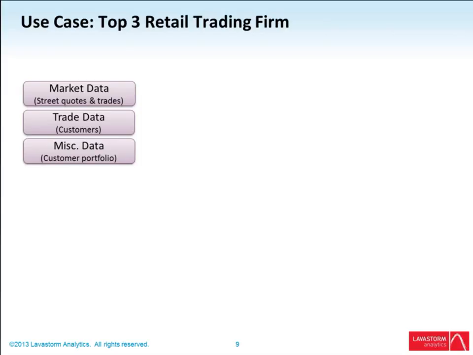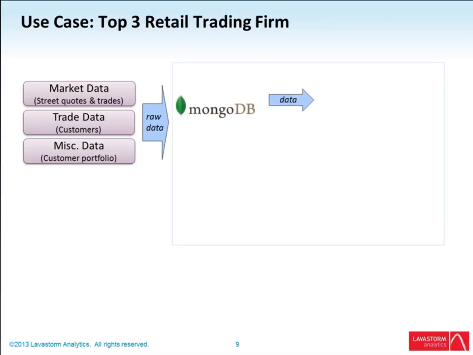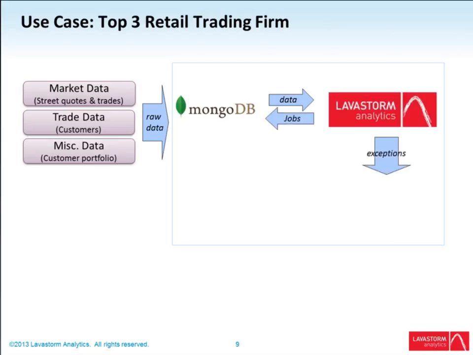combined with trade data that's coming from this retail firm's customers, so when they're executing the trades. And then we can bring in miscellaneous data that we have, the customer portfolio data, to match what we're doing up to specific customers. We bring the raw data in, the market data goes into MongoDB. That was our database of choice here. And those data, along with the trade data, are used by the Lavastorm analytics engine to produce exceptions.